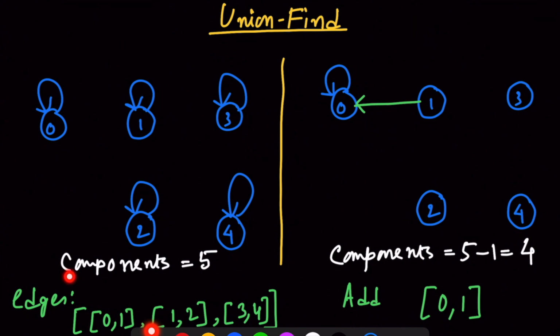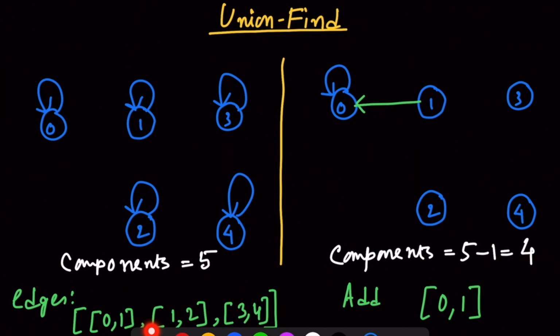Next, we start with components 5, and then we will be adding the edges. Let's say the first is 0, 1. That means 0 and 1 are present in the same component. So we'll do a union operation on 0 and 1 so that these two nodes will be linked. I will come to how we are linking it. But after this linking, because we are getting rid of one component, the components will be reduced by 1. So components earlier was 5, now it will be 4.